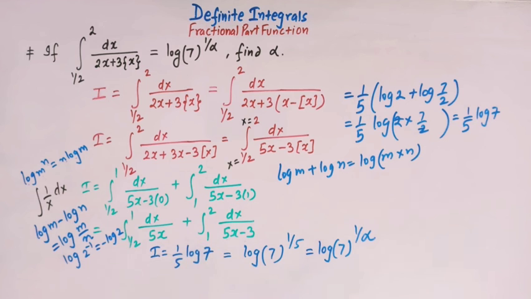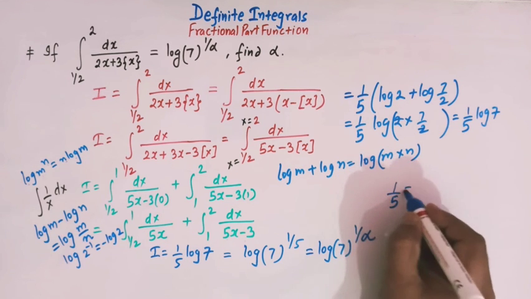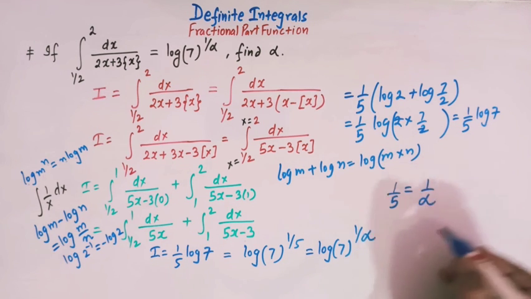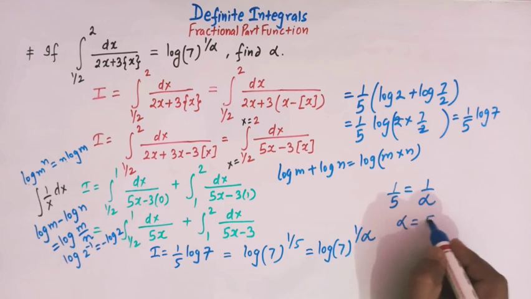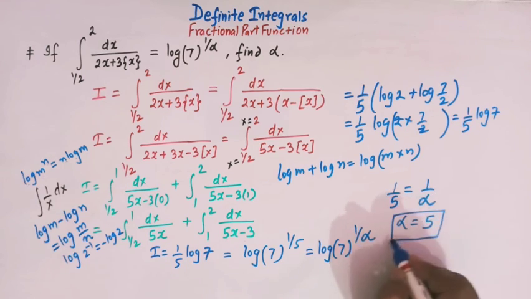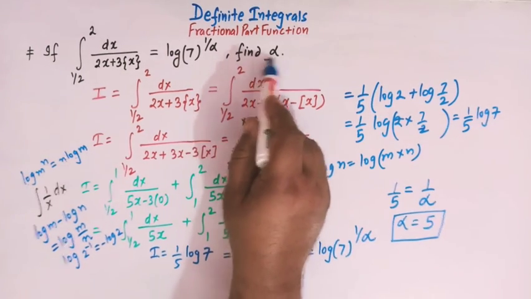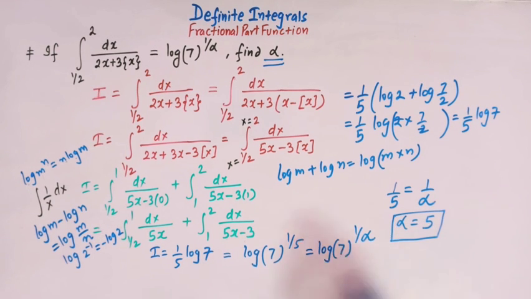And now we are given that the value of this integral is log of 7 raised to 1 over alpha. Now if we compare both these results, we see that 1 over 5 is equal to 1 over alpha and alpha is equal to 5, right? So the value of alpha is equal to 5. So this is how we solve this important and conceptual integral.